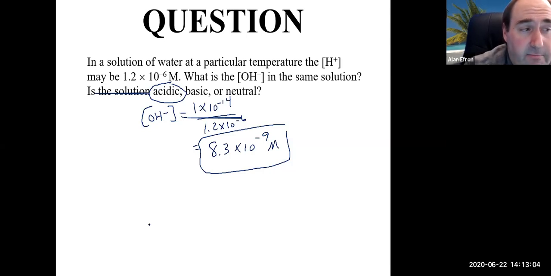But otherwise, probably 99.9% of the time, even if they don't mention temperature, you could probably safely use the 1 times 10 to minus 14. It's almost assumed that it's 25 degrees Celsius. And if it's not, like I said, they will definitely tell you it's not 25 degrees Celsius. And you would be correct. You would want to find the Kw value for it at that temperature.